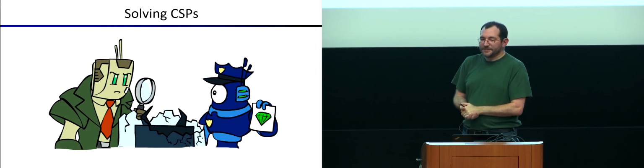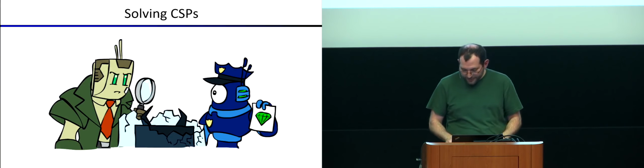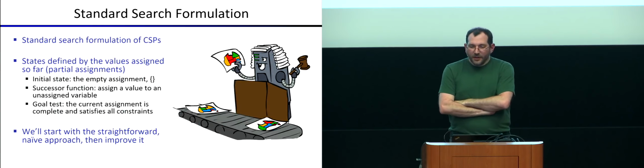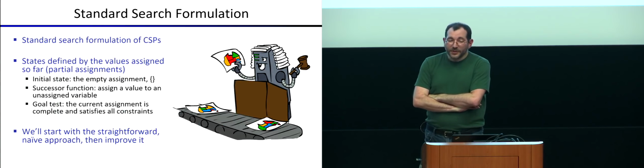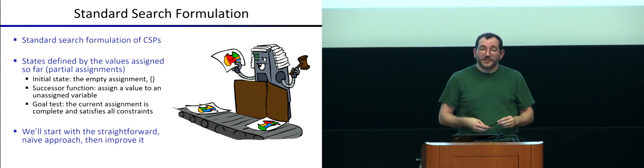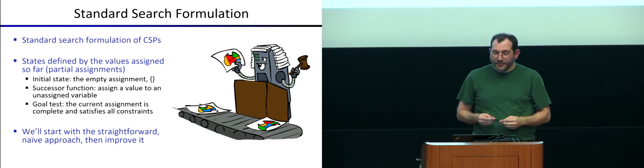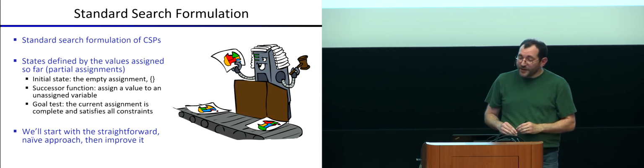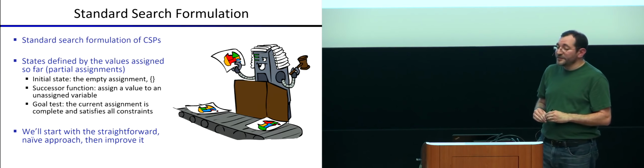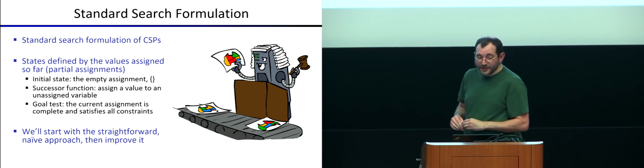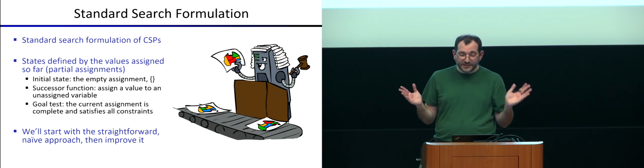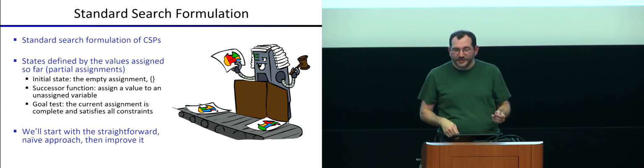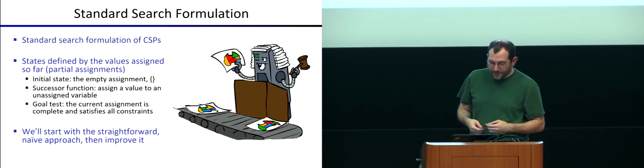Let's solve some CSPs. All right, so we're going to be a CSP detective here. So we'll start with the standard search formulation for CSPs. We'll talk about another formulation next lecture. In the standard search formulation for CSPs, states are defined by the values that are assigned so far. So you can call these partial assignments. So the initial state at the root of the search tree is going to be an empty assignment where no variables have any values. And the successor function is going to assign a value to an unassigned variable.